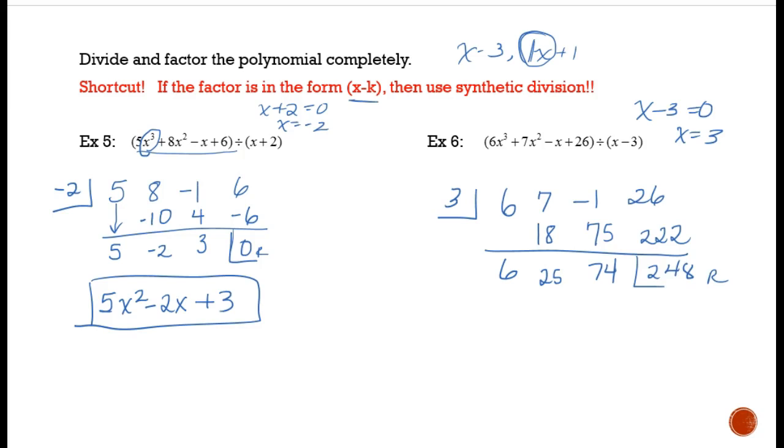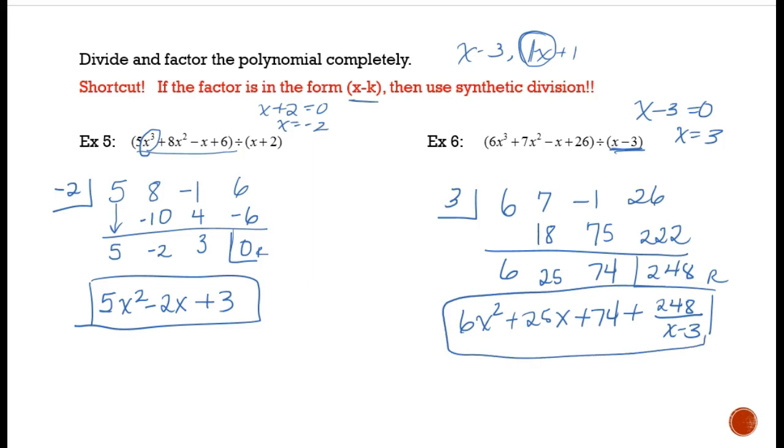So I rewrite this back into an equation. So I put 6x squared plus 25x plus 74 plus, and then you rewrite this as a fraction, 248 over, and go back to your original divisor, x minus 3. Okay, that would be my answer. Obviously that didn't divide evenly, but the first one we did, example 5, did divide evenly.